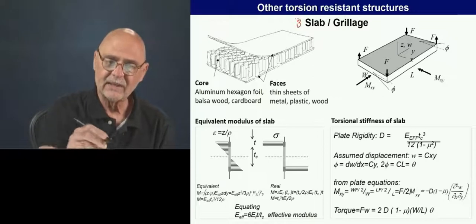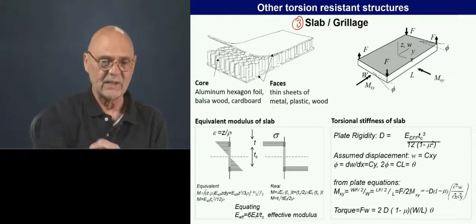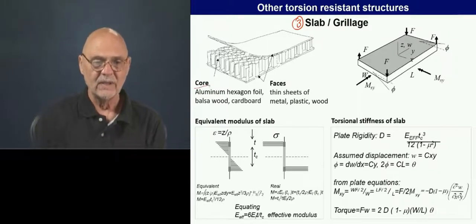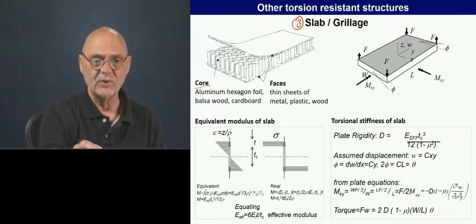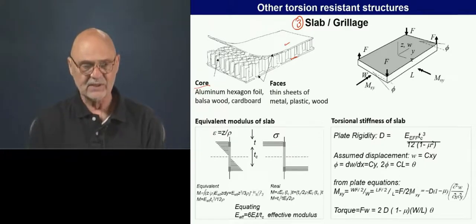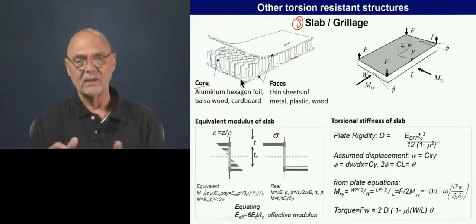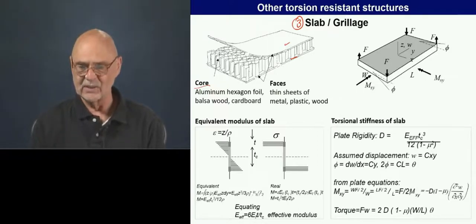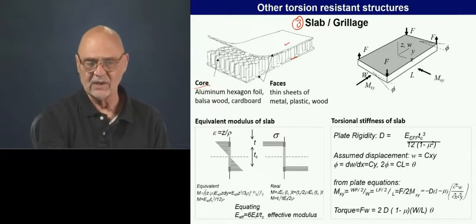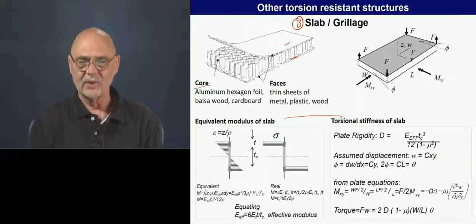Okay. Number 3, this idea of a slab or a grillage. Basically, we have some kind of a core that spaces 2 faces apart, so we want to get those spaced far apart. And then this whole structure is glued together, and it becomes a very rigid grillage. There are a few equations here to come up with a torsional rigidity for a grillage.